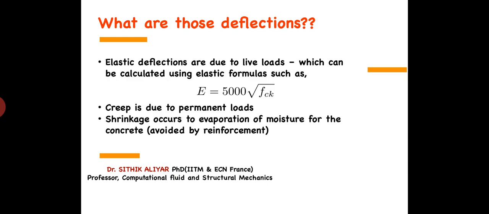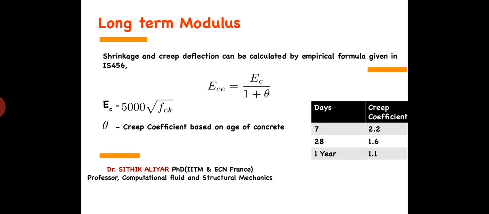So Young's modulus of a concrete is directly connected with your FCK. If you are using M20, different Young's modulus; M30, different Young's modulus; M40, different Young's modulus. The creep and shrinkage I have given details here already. So these are those deflections. But you cannot use the short term Young's modulus, 5000 root of FCK, which I have shown earlier, for long term, because creep will happen maybe after 1 year or 2 years.